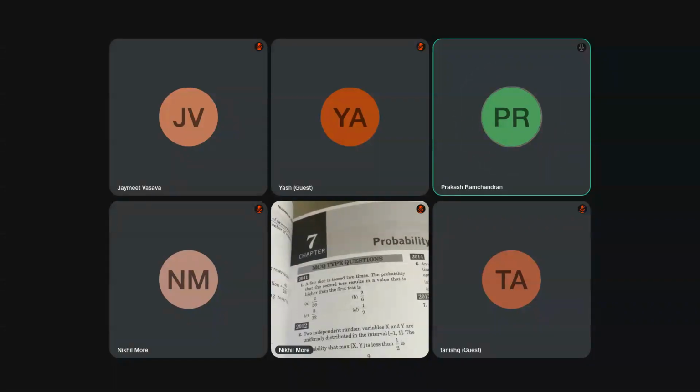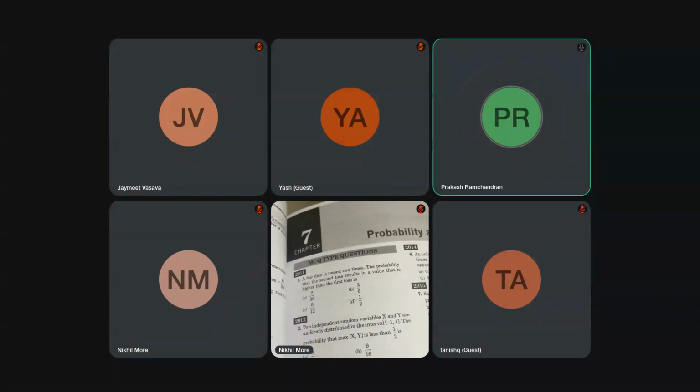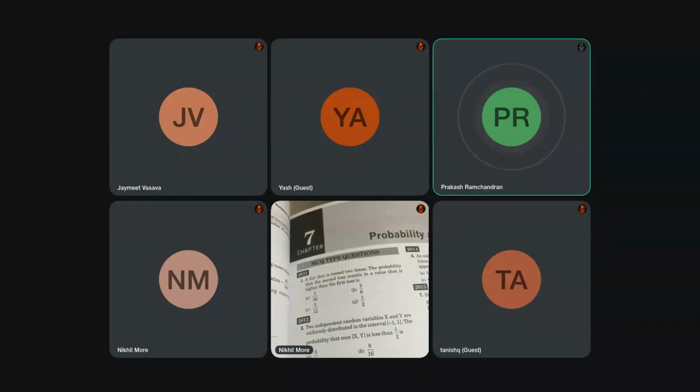So the probability is P of 1 and P of 2. These are joint probabilities, so P1 into P2. The probability of the first one is 1 by 6, the second one is 5 by 6. So we get 5 by 12. So the answer is C.